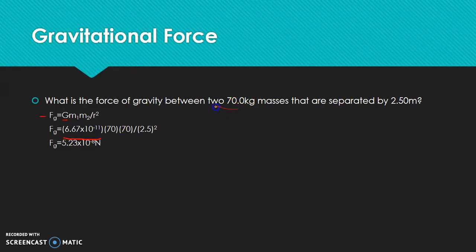So we have two masses that are 70. So that's where we're getting the two 70s in there. And divide that by 2.5 squared, which is the radius, also given to us in the problem. When we plug that into our calculator, we should get 5.23 times 10 to the negative 8th. If you need a refresher on how to multiply scientific notation, make sure you go and review that first module, Math of Physics.